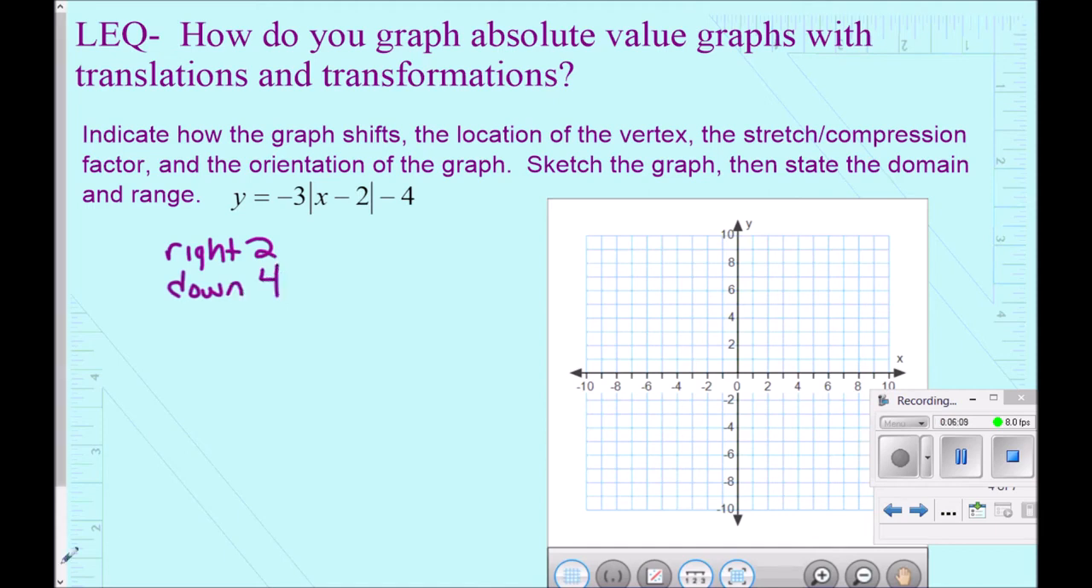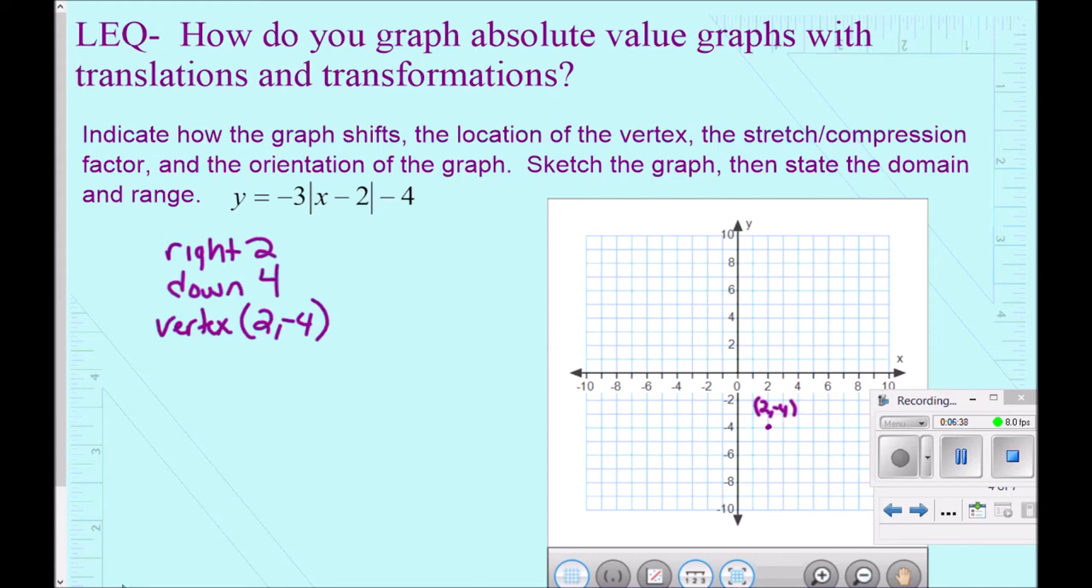So I'm going to first go ahead and plot the vertex. I'm looking at 0, 0, and from there I'm going right 2 and down 4. So that takes me right here. I'm going to go ahead and label that. I can see that that's the point 2, negative 4. So that's another thing it asks for, the vertex. So I'm going to list that. Vertex is at 2, negative 4.